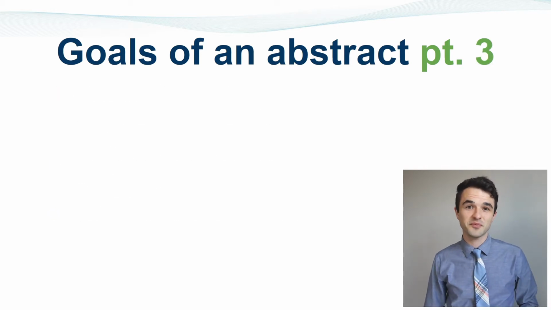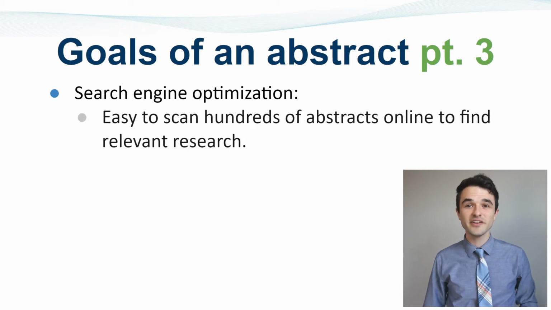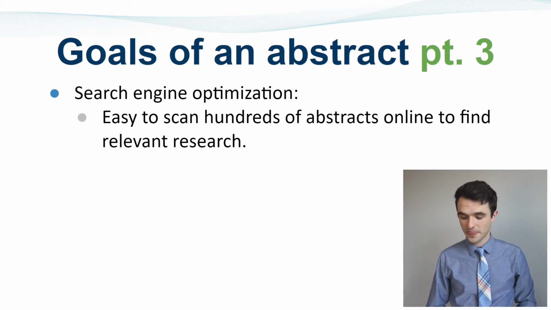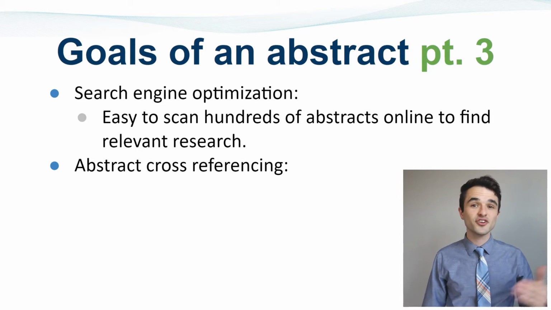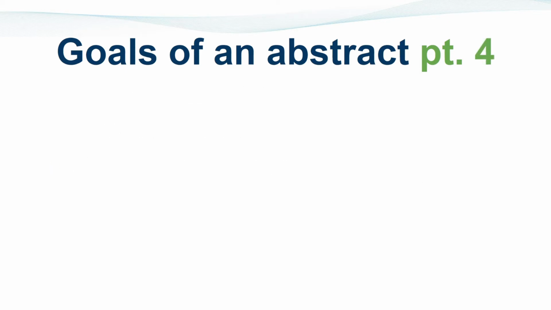Okay, goals of an abstract, part 3. A goal of your research should be to utilize search engine optimization techniques. Using relevant terms and phrases in your field makes it easy to scan hundreds of abstracts online to find relevant research. Next is abstract cross-referencing. Cross-referencing dozens of articles helps researchers discover new research areas and topics that were previously unknown when they began their research.